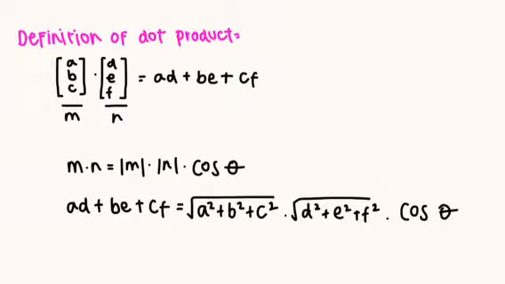Definition of dot product. If you have vectors m and n, the dot product of m and n equals the magnitude of m times the magnitude of n times the cosine of the angle.